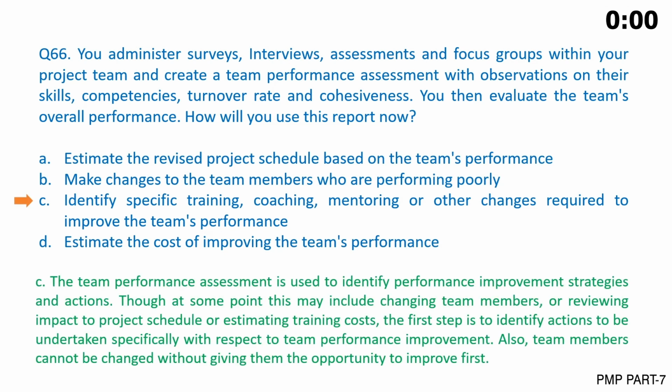The answer is C. The team performance assessment is used to identify performance improvement strategies and actions, though at some point this may include changing team members, or reviewing impact to project schedule or estimating training costs. The first step is to identify actions to be undertaken specifically with respect to team performance improvement. Also, team members cannot be changed without giving them the opportunity to improve first.